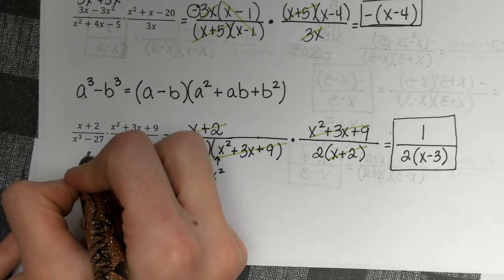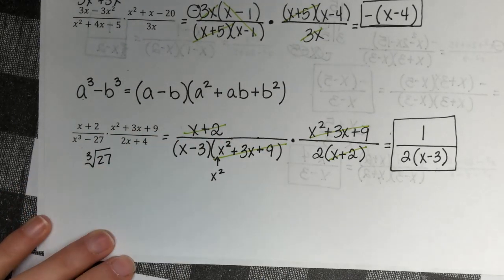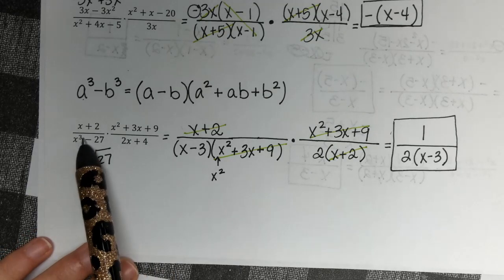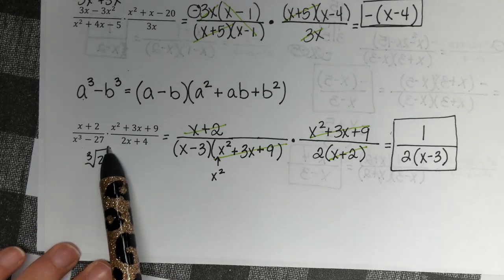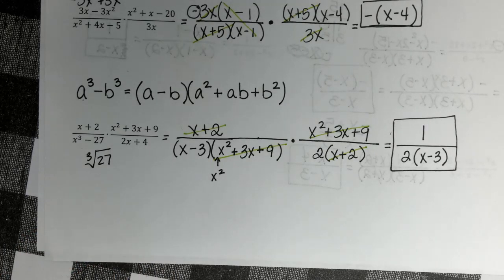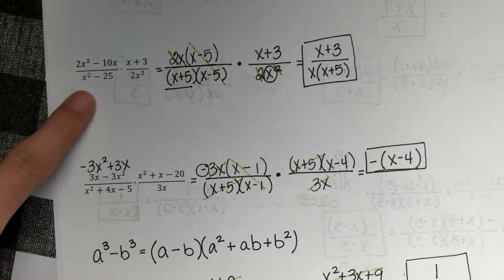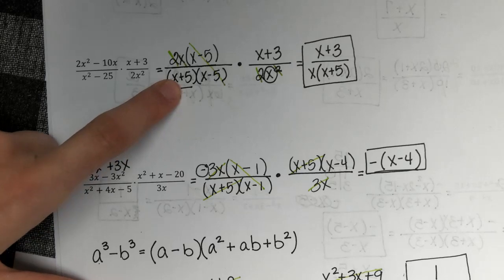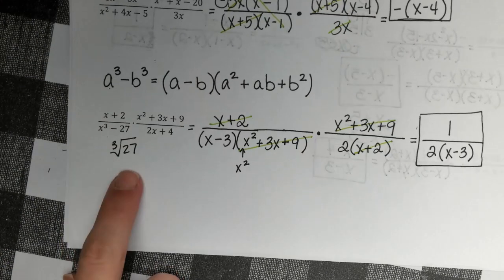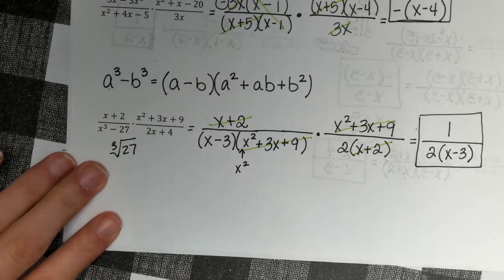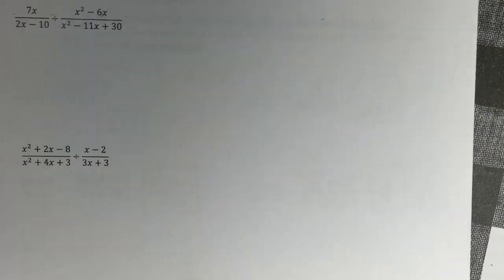This, the cube root of 27. So since it's a cube, you're going to do the cube root of it. Just like the difference of 2 squares, you take the square root. So in this example, the square root of 25 gave me my 5. So if it's x cubed, you're going to do the cube root.